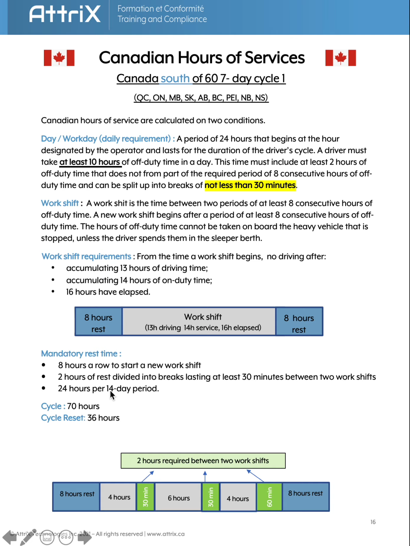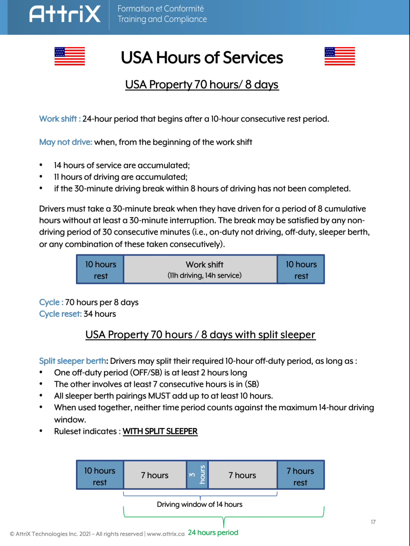The cycle is 70 hours for 7 days, and at the end of your cycle, you need to take a 36-hour break. For the US, where we mainly work, it is USA property 70 hours, 8 days. This is for the transportation of property, not passengers. The work shift 24-hour period starts after 10 consecutive hours of rest. After you did a 10-hour consecutive rest period, your work shift starts, and it is for 24 hours.